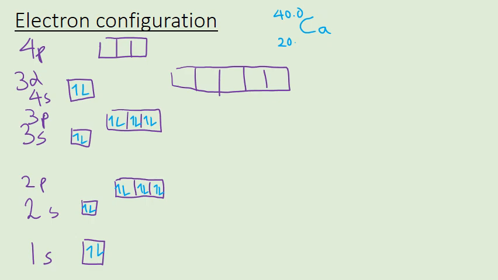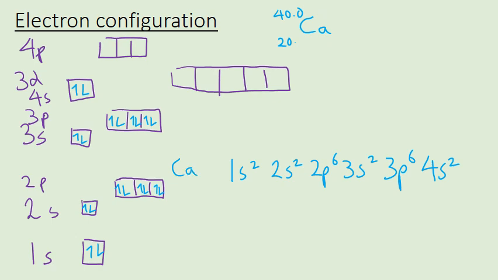So the electron configuration for calcium is 1s2, 2s2, 2p6, 3s2, 3p6, 4s2. That would be calcium. And you may need to look back on some previous videos to remind yourself of doing a few more examples, but I'm going to give 2 more examples here.